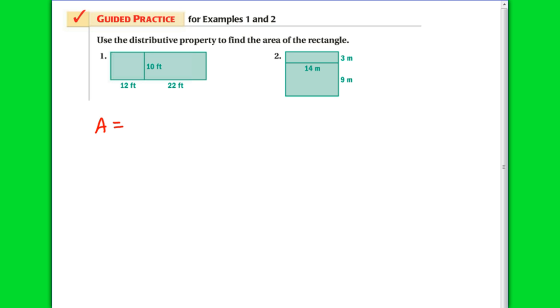A equals... Very good. That is the geometry way of saying it. That's what I like hearing in here. What is the other way people say it, sometimes in the real world with rectangles? They'll say A equals length times width.